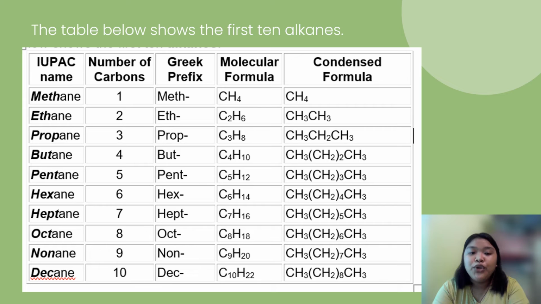The table below shows the first 10 alkanes. In the first column, we have the IUPAC name. We have methane, ethane, propane, butane, pentane, hexane, heptane, octane, nonane, and decane. In the second column, we have the number of carbons. In the third column, we have the Greek prefix. In the fourth column, we have the molecular formula. And in the last column, we have the condensed formula.